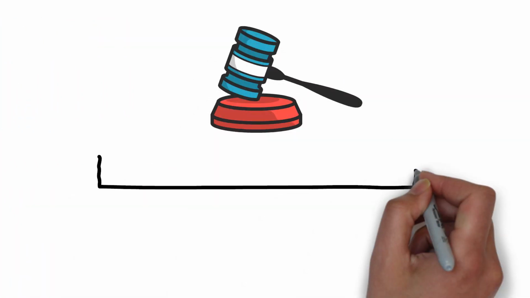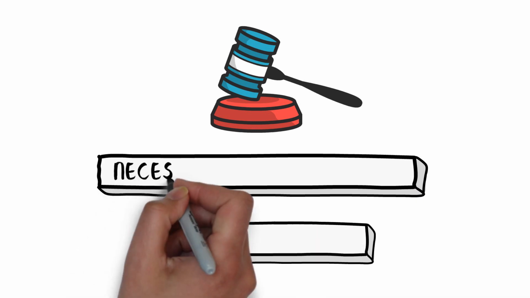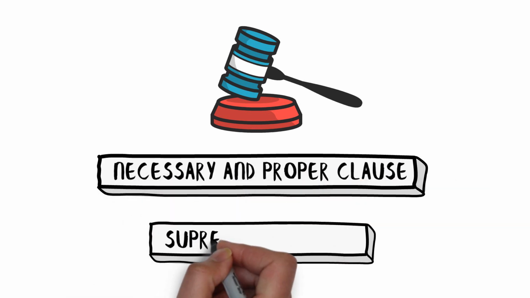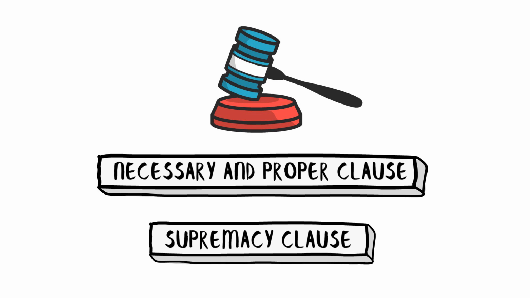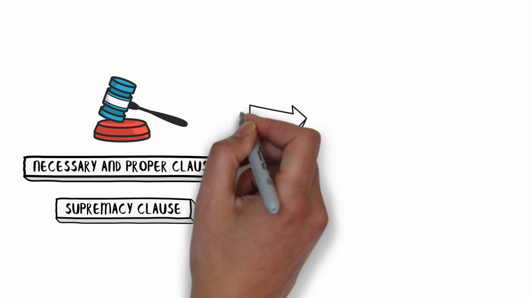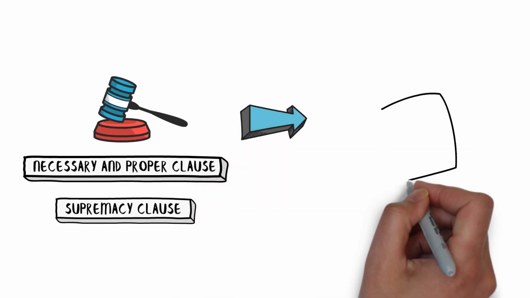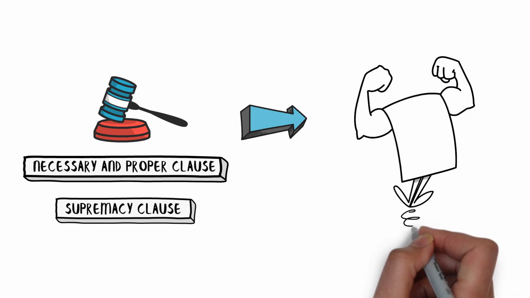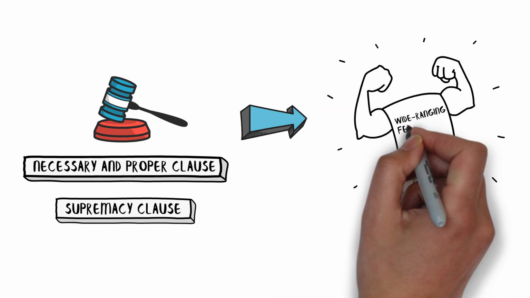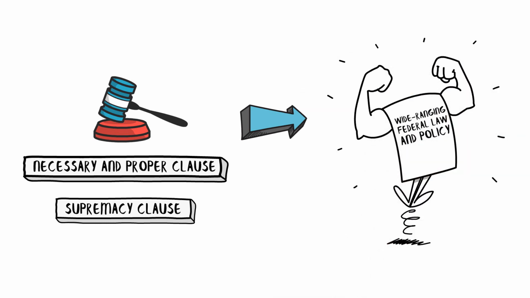McCulloch v. Maryland established important precedent regarding the Necessary and Proper Clause and the Supremacy Clause. The federal government used the broad interpretations of these clauses, together with the power of the federal government to regulate interstate commerce, to enact wide-ranging federal law and policy.